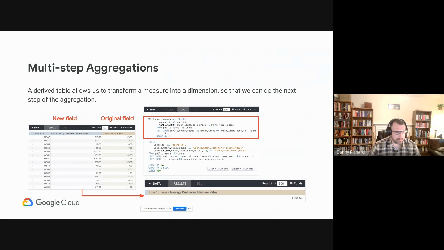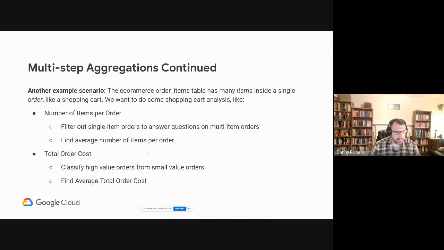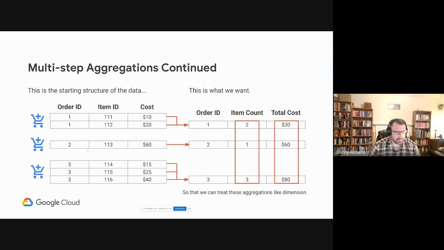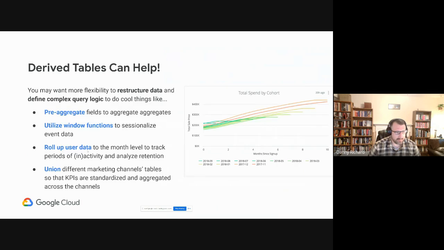So here's an example of a derived table being used. A derived table typically gets used by using a CTE. You know something is a CTE if it has the with statement in front of it. So a derived table will allow us to transform a measure into a dimension so that we can do the next step of the aggregation. Let me show you some examples. Derived tables are very helpful.